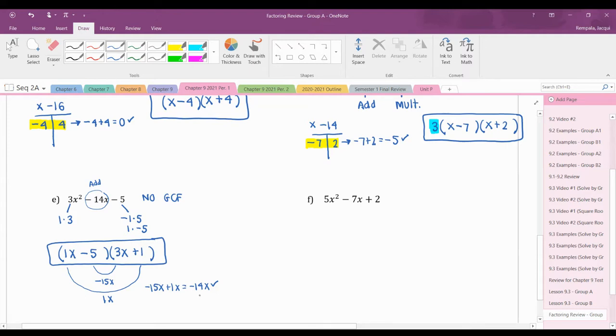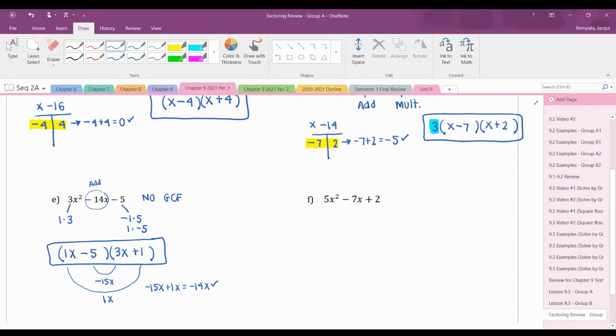If I didn't get -14x, that's okay. Then just maybe switch the numbers around and then try it again. So that's why it's called guess and check. You guess, you might not always be right with your guess, but that's what the checking is for.